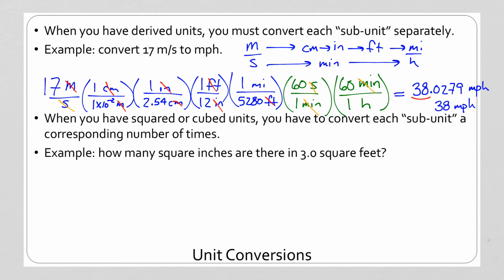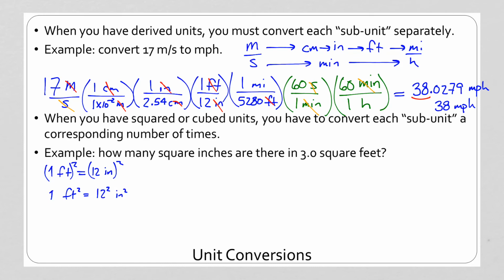A similar quirk that you may see is when you have squared or cubed units. So if you're talking about an area or a volume, you have to convert each subunit a corresponding number of times. What that means is, for example, if you have 1 foot is 12 inches, then you can square both sides, essentially, and you'd say 1 squared, feet squared, I should say, would be 12 squared inches squared. And then 1 squared is still just one. So 1 foot is 12 inches. 1 foot squared is 12 squared inches squared.